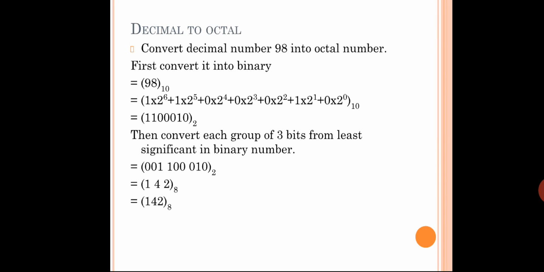One group means 3 bits. One category means 3 bits. So you have only 1 bit. What do you have to do? You have to add 2 more zeros, not ones. Remember, 2 more zeros. If you don't have any value, you have to add zeros, not ones.